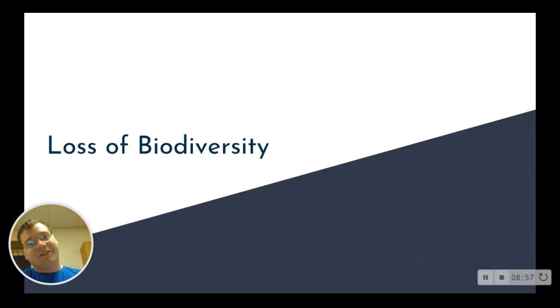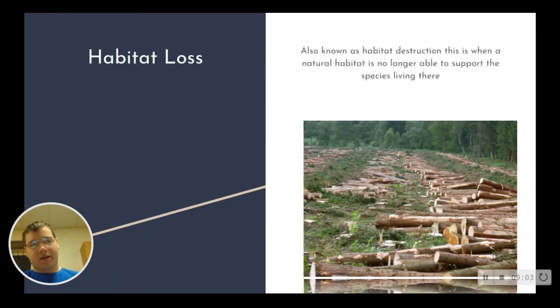The final and third topic is loss of biodiversity. The first thing we're going to talk about in this is habitat loss. This is sort of like species movement, but it's the other side of it that I was talking about.